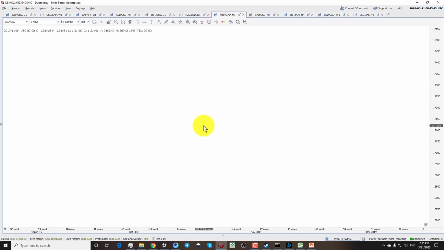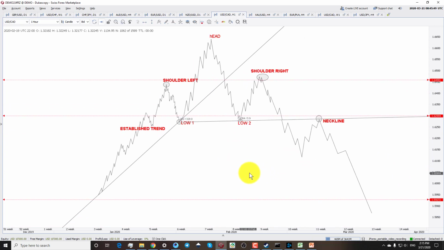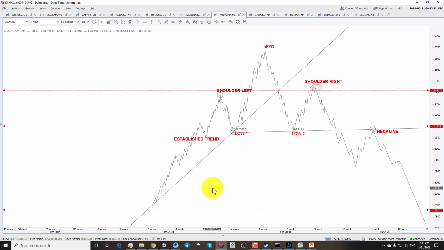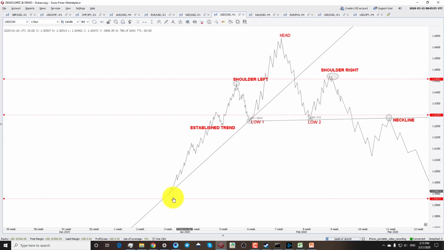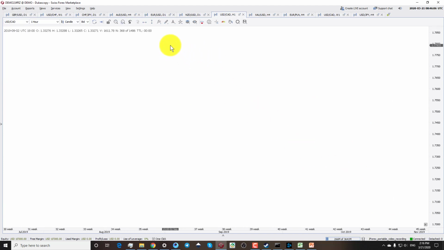To start with, I'll just remind you that we had a head and shoulder pattern which looked like this, and as I have said, the head and shoulder pattern formed in an uptrend, so we needed an established uptrend, whereas in case of an inverse head and shoulder, which is a mirror image of head and shoulder, we need an established downtrend. I hope you understand my point. I hope that makes some sense.